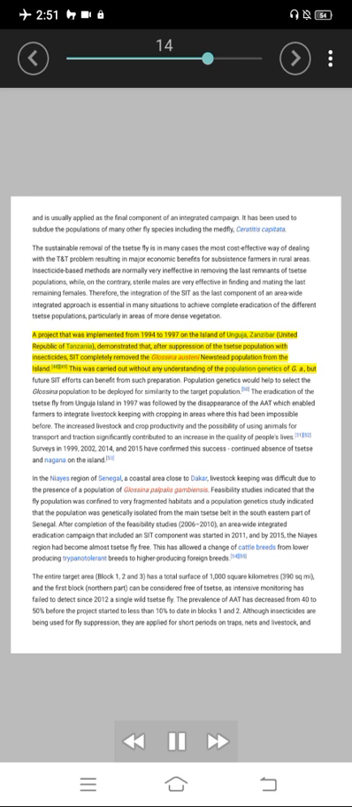A project that was implemented from 1994 to 1997 on the island of Unguja, Zanzibar, United Republic of Tanzania, demonstrated that, after suppression of the tsetse population with insecticides, SIT completely removed the Glossina austeni Newstead population from the island. This was carried out without any understanding of the population genetics of G. austeni, but future SIT efforts can benefit from such preparation. Population genetics would help to select the Glossina population to be deployed for similarity to the target population.